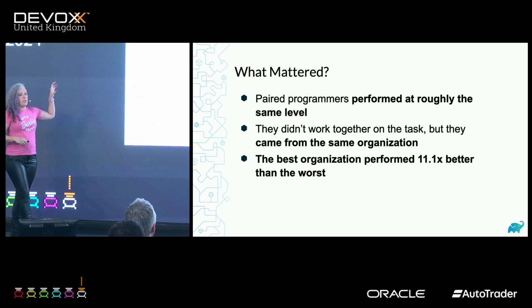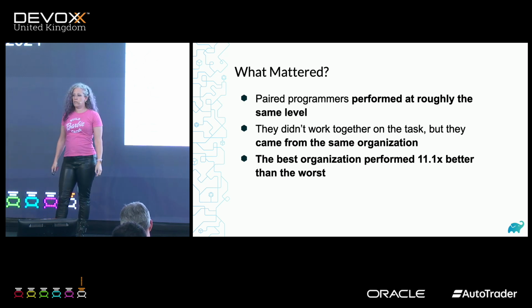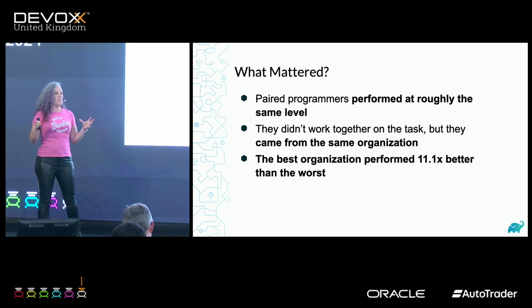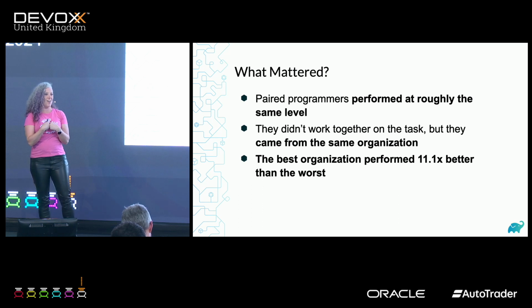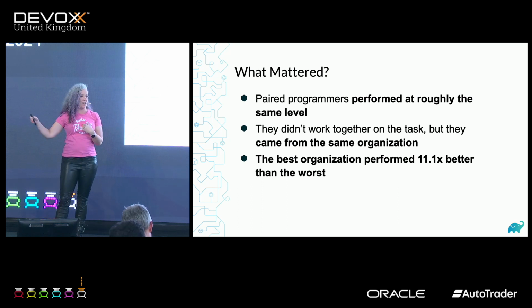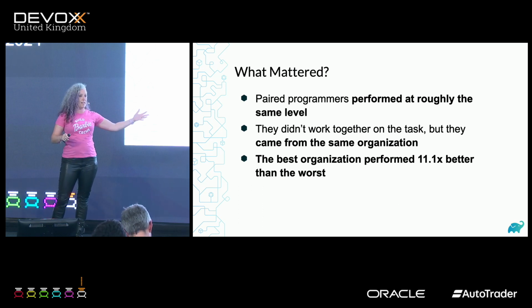What they actually found is the best organization performs 11 times better than the worst organization. And yet somehow this has all been internalized as it's our fault as engineers. We are 10 times less effective than the 10x engineer, when in actual fact, it's organizations who can enable all of their engineers to be 10 times more effective.